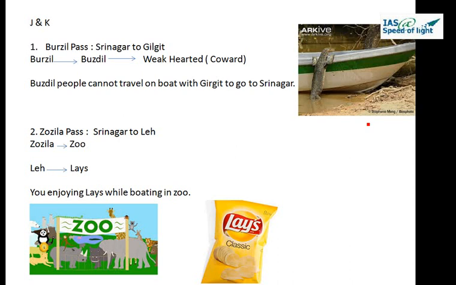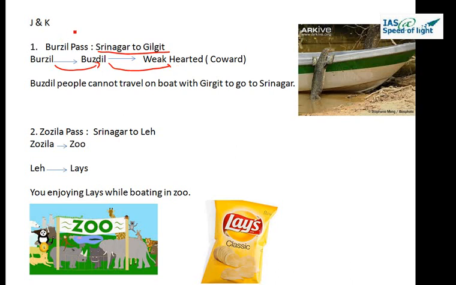So our first pass in this series is the Burzil Pass, which we discussed for Jammu and Kashmir. It connects Srinagar to Gilgit. Now we will need an image for Burzil. From Burzil we get a Hindi word, Bujdil. Bujdil means weak-hearted or someone who is a coward. So for Burzil Pass, we will have an image of a Bujdil, a weak-hearted or coward person.